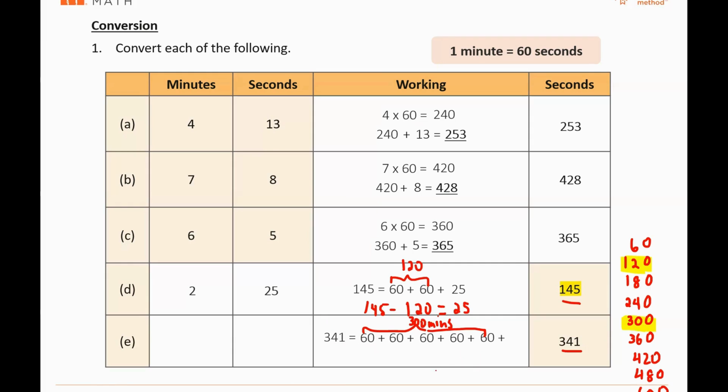Then I find my 41. How? 341, I minus my 300. Sorry, 300 seconds, not 300 minutes. Okay, this is 300 seconds. So this is 300. So you get your 41 seconds. So 300 is your 5 minutes and your 41 seconds. Okay, so you can list this down at the side.